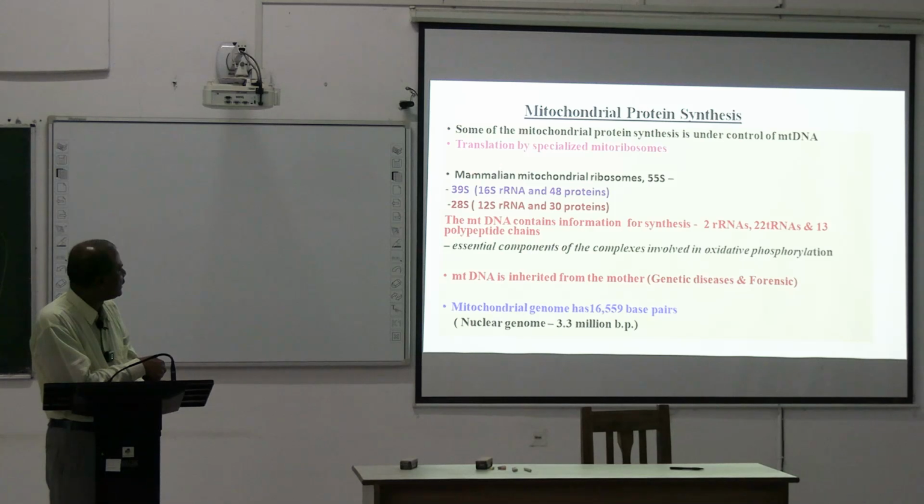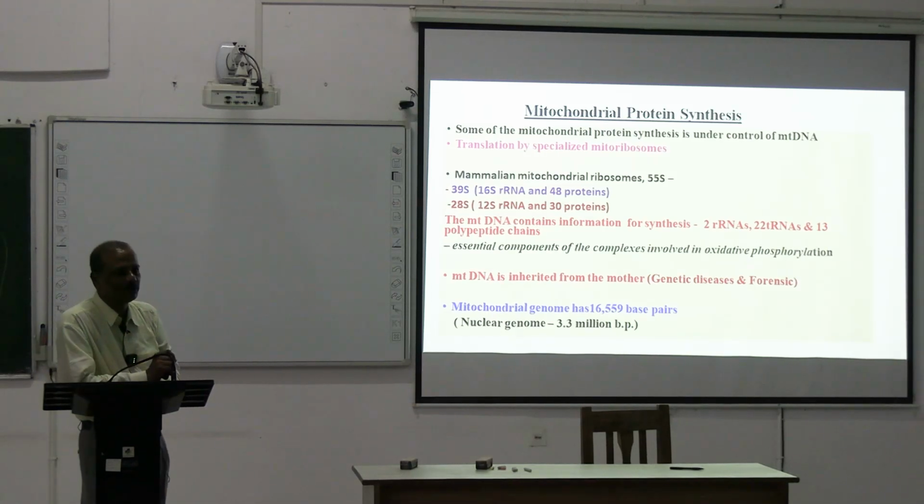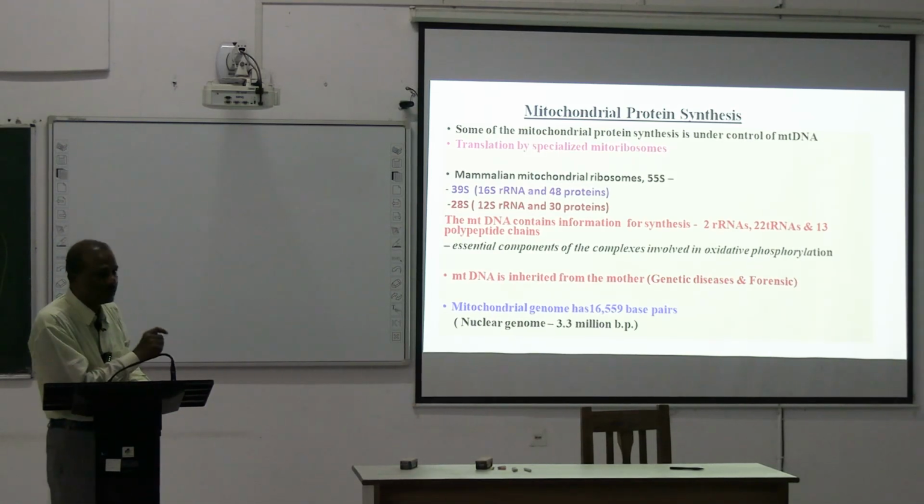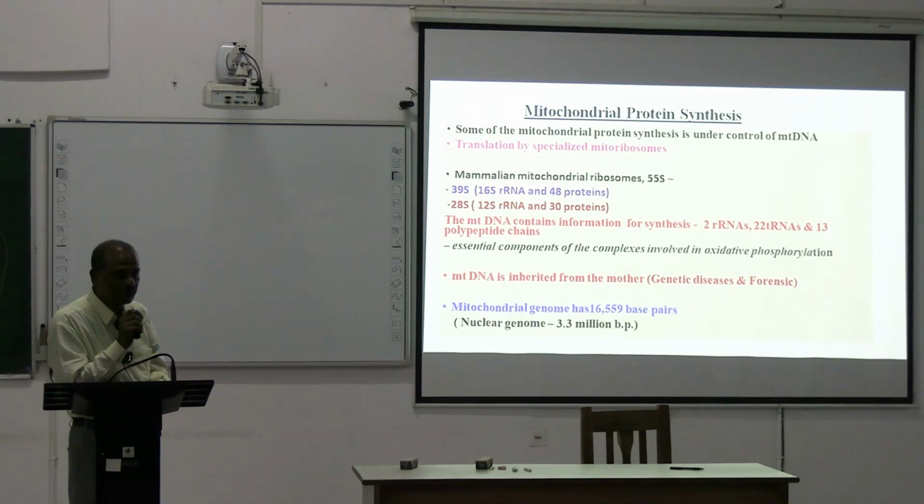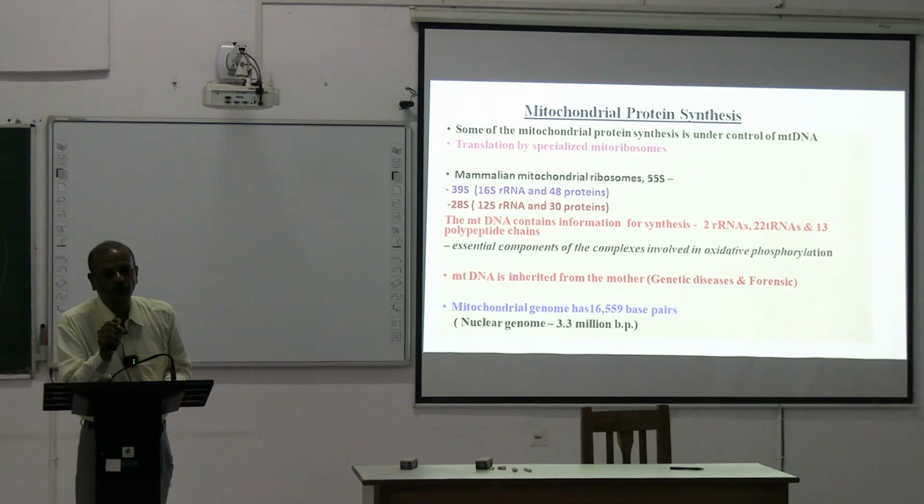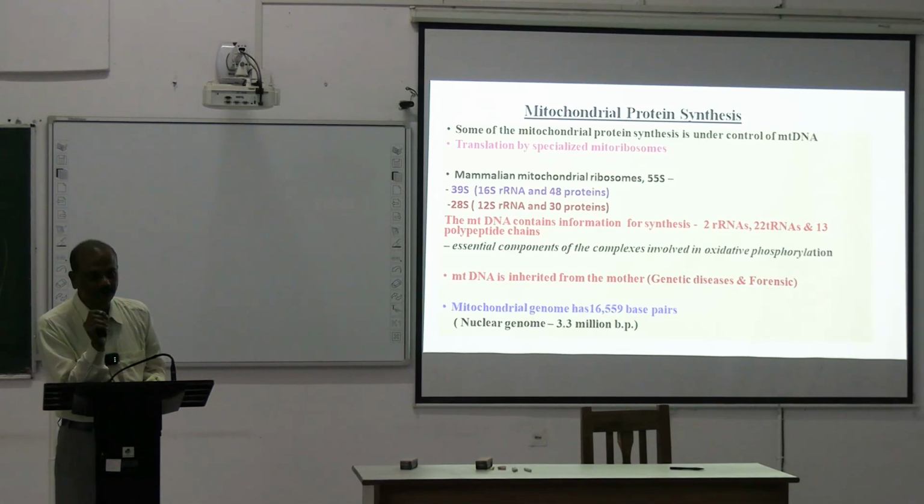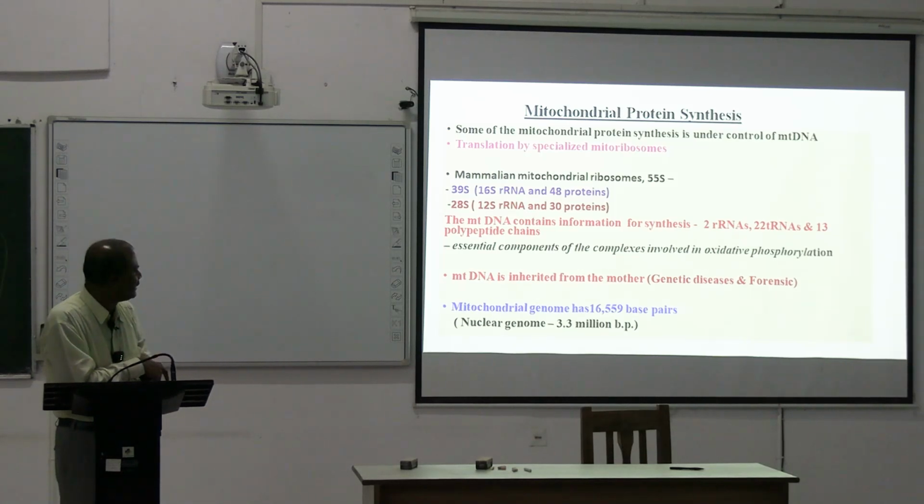So mitochondrial protein synthesis: mitochondria also have a ribosome, but it is a 55S and it has two subunits, 39S and 28S, and their RNA and protein compositions are also different. So I am telling you, the mitochondria synthesize proteins which are required for the electron transport chain, and these are all 13 in number, 13 polypeptide chains.